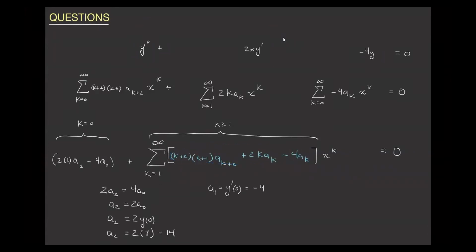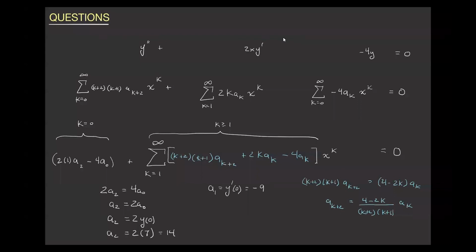And what that looks like is, let's see, what we get: k plus 2 times k plus 1, a sub k plus 2 is equal to 4 minus 2k times a sub k. And that is, a sub k plus 2 is equal to 4 minus 2k divided by k plus 2 times k plus 1. And that gets multiplied by a sub k.